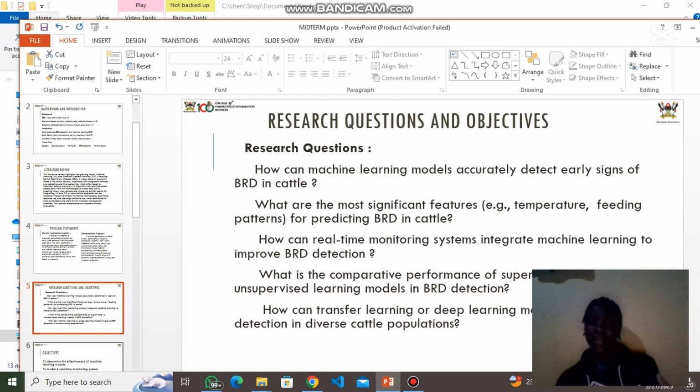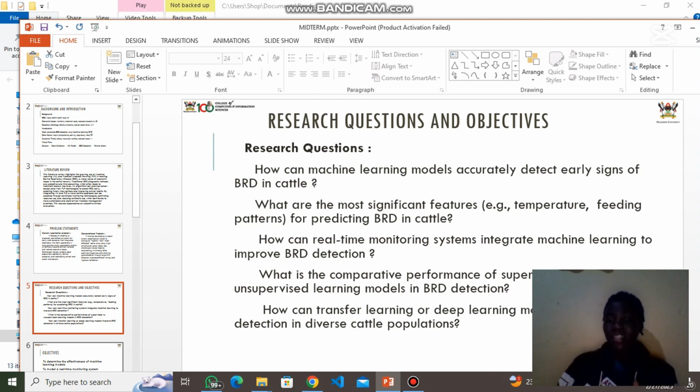Then to test on our research questions and objectives, we went ahead to have research questions like: how can machine learning models accurately detect early signs of BRD in cattle? When we talk about accuracy, how are these models going to accurately provide data, to get to know that this cattle is affected or not? That is where we specify the accuracy.